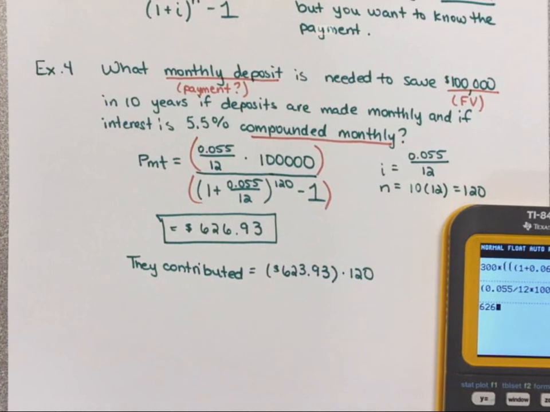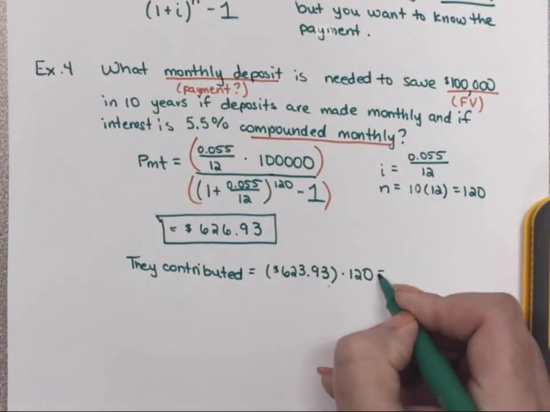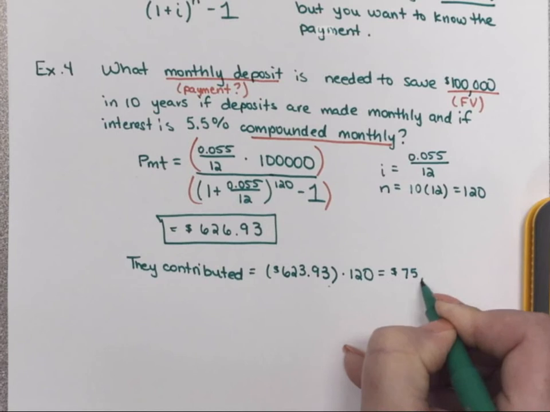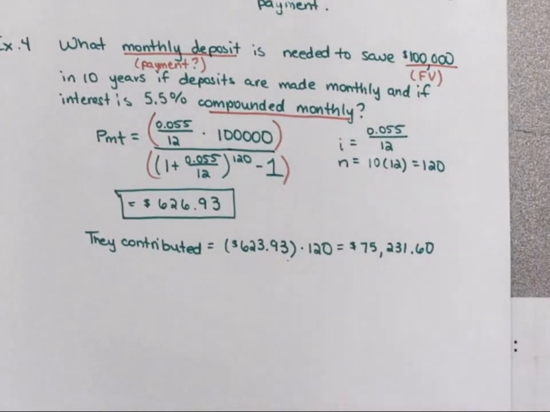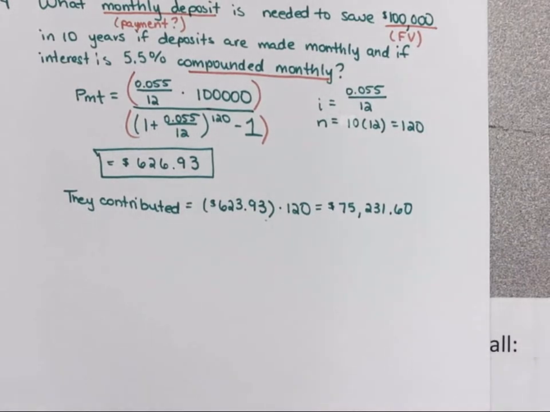So 626.93 times 120. And that's going to give you $75,231.60. Okay, so what does this amount represent? This is the amount that they actually will pull out of their pockets to invest. Yes?